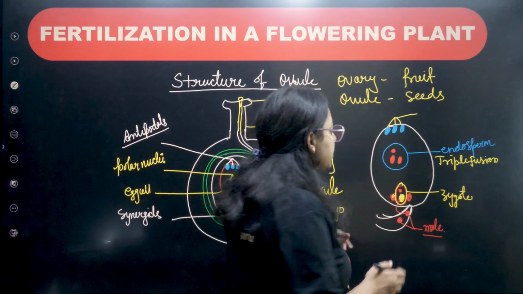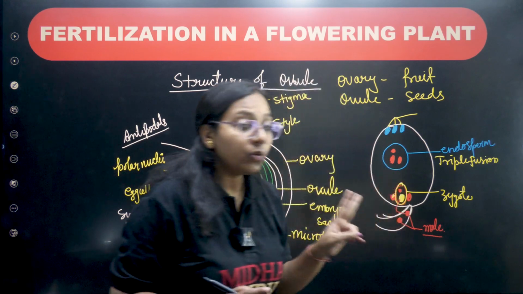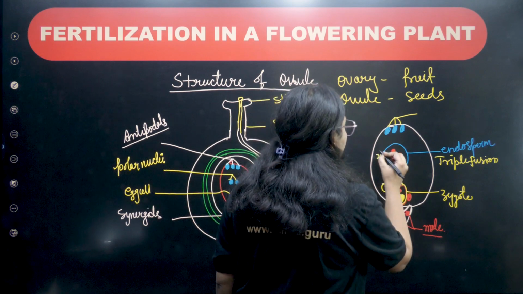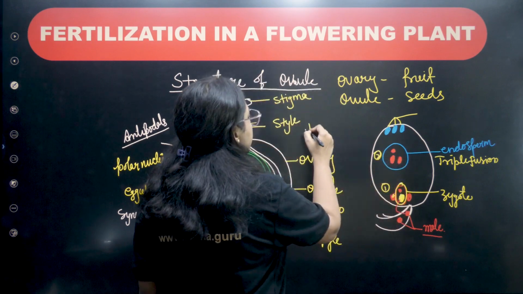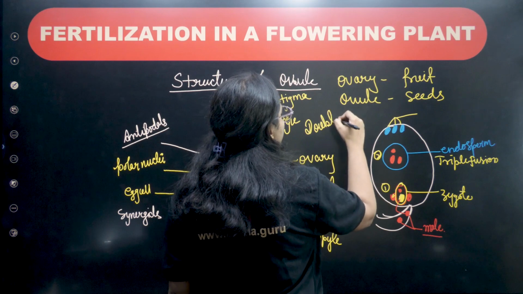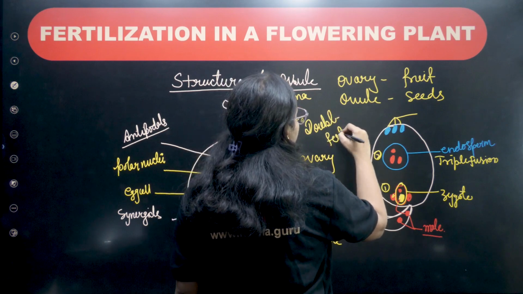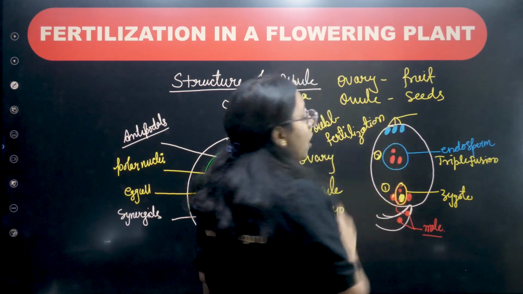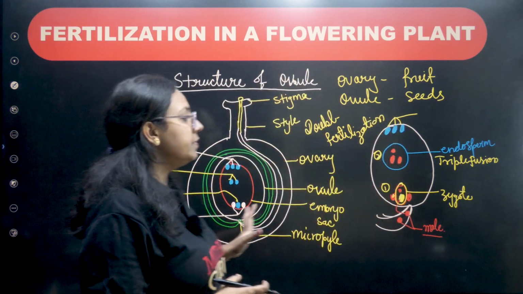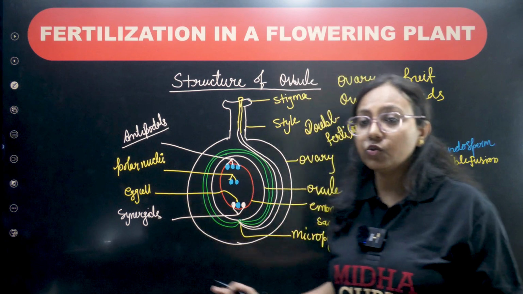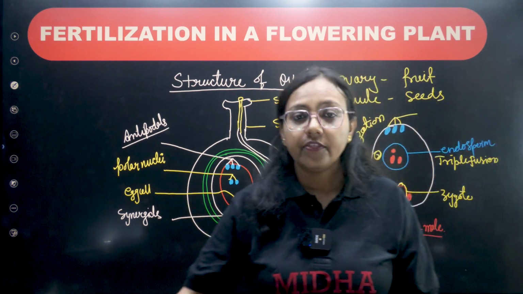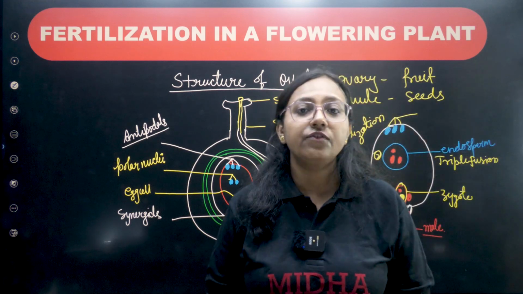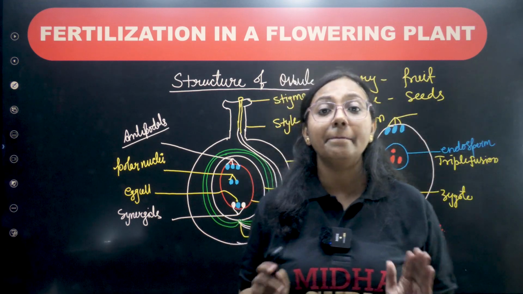But one thing, have you noticed that here fertilization has taken place in two ways? One fertilization has taken place here, and a second here. That is why this process is also called double fertilization. So I hope this concept is completely clear to you. Fertilization is done, and this was a small concept but a very important one. Make sure to understand the drawing. If you understand the diagram, everything will be completely clear to you.